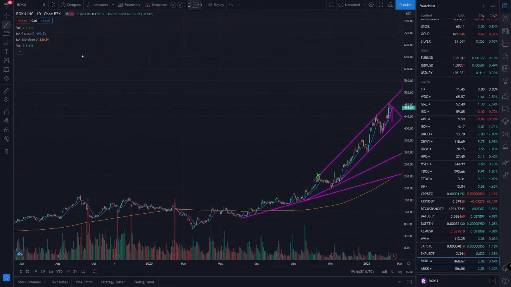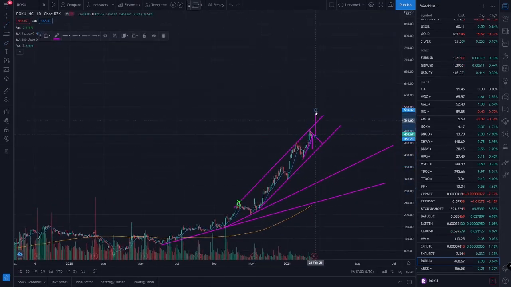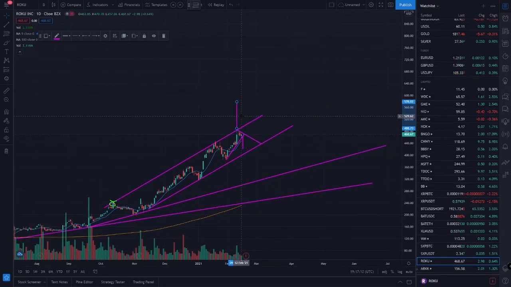I would mark from the bottom of this wedge to the top of it, and then if we broke above this wedge, something like this, that puts us at around 578. I would do the same thing for going downwards. If we broke down going this way, maybe a target of 317, somewhere around there.